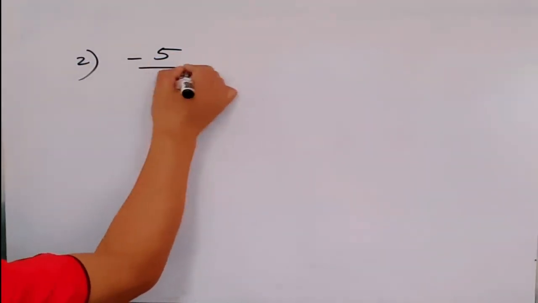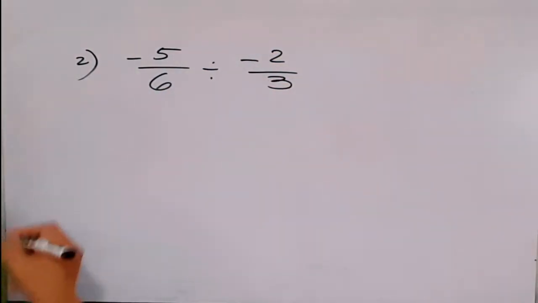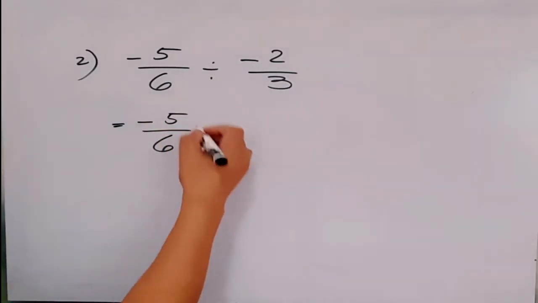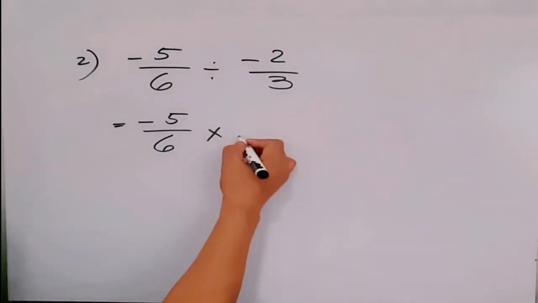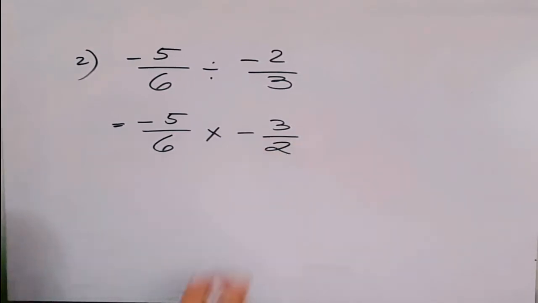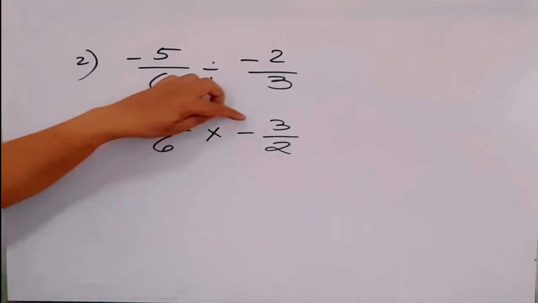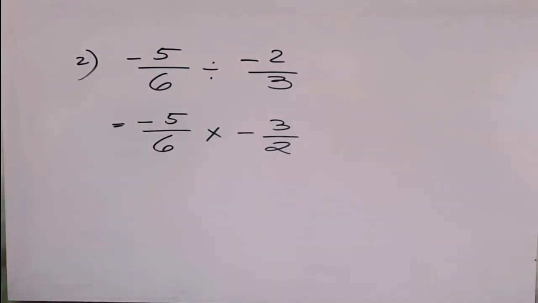Let's take example number 2. Negative 5/6 divided by negative 2/3. Again, we apply the rules. Keep the first fraction, negative 5/6. Change the division sign into multiplication sign, and then flip negative 3/2. Okay? So remember, we have discussed in the multiplication of fractions that a negative fraction is always the same whether it is negative 3/2 or 3/-2 is still the same.